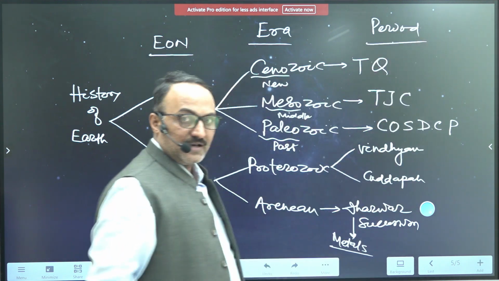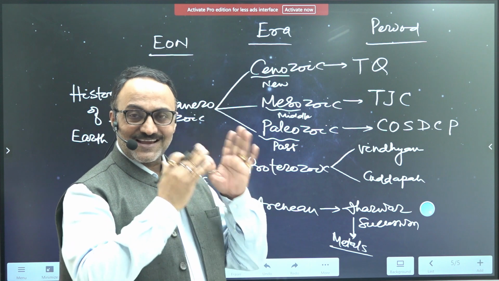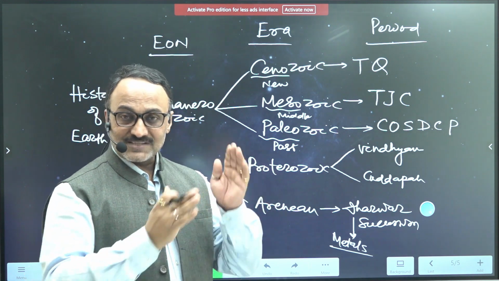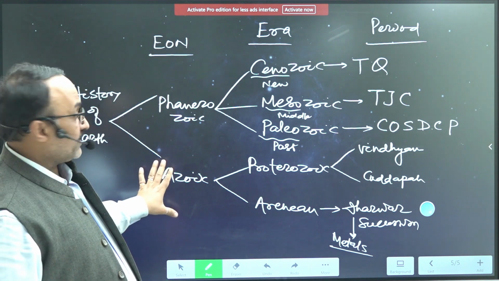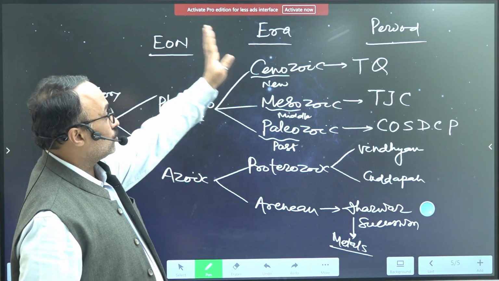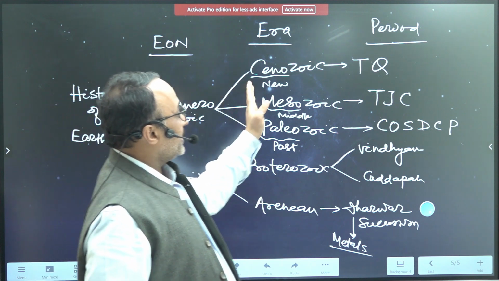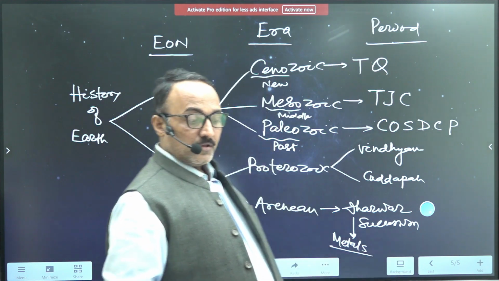Just like in our life, there is a year, inside the year there are months, inside the month there are weeks. Likewise, here the largest unit of time is eon. Inside eon there are eras, and inside eras there are periods.